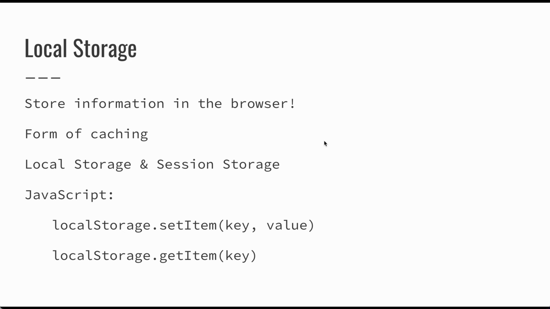So one way to do this is to store information right in the browser. And that's something we can do with something called local storage. So local storage is a form of caching and allows you to store information in the browser. There is a local storage object that is built in whenever you're using JavaScript in the browser, and it works just like a key value store. So we can set an item based on a key, and that value can be pretty much any object you like. You can also get an item, and that will retrieve that particular object by a key.